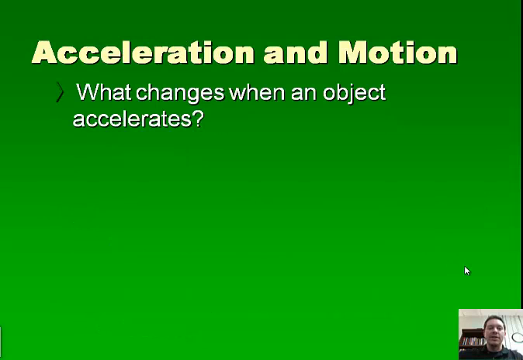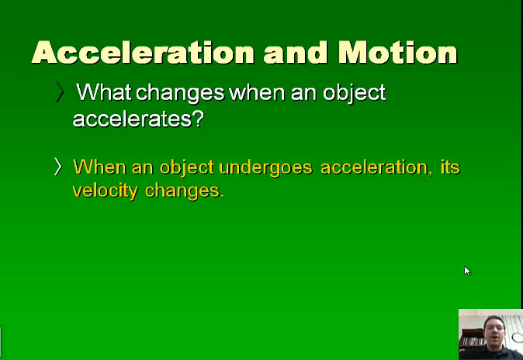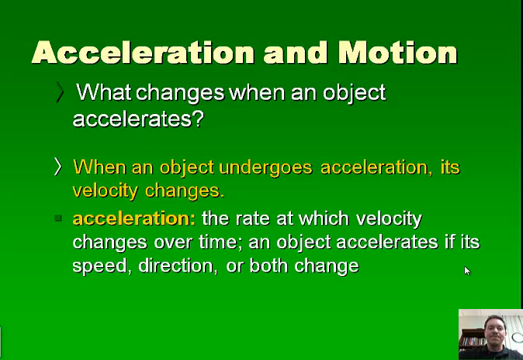So beginning to look at that first question, when an object undergoes acceleration, its velocity is changing. So we can define acceleration as the rate at which velocity changes over time. An object accelerates if speed, direction, or both change. So if we speed up or slow down, acceleration changes.